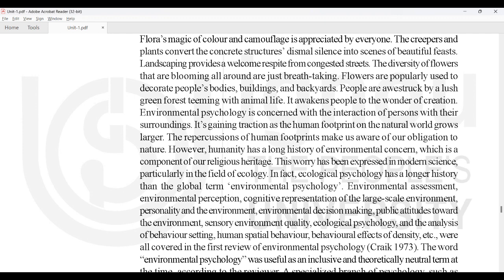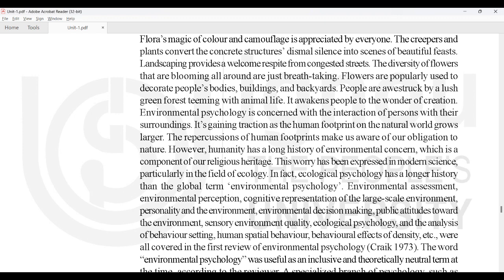Environmental psychology is concerned with the interaction of persons with their surroundings. It's gaining traction as the human footprint on the natural world grows larger. The repercussions of human footprints make us aware of our obligation to nature. However, humanity has a long history of environmental concern, which is a component of our religious heritage. This worry has been expressed in modern science, particularly in the field of ecology. In fact, ecological psychology has a longer history than the global term environmental psychology.